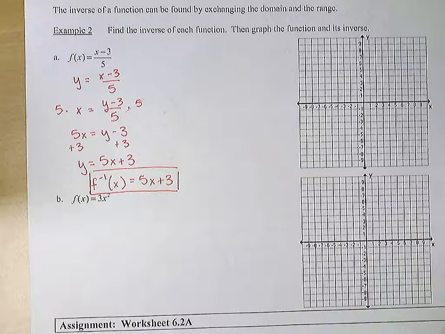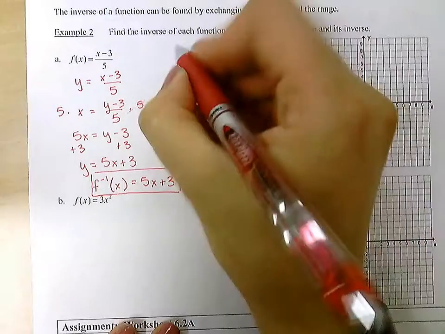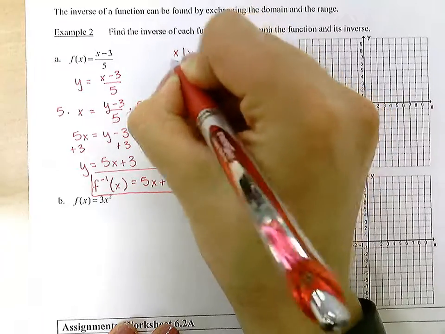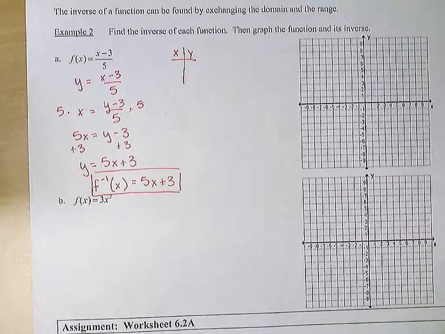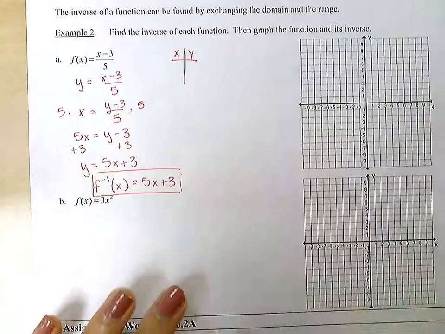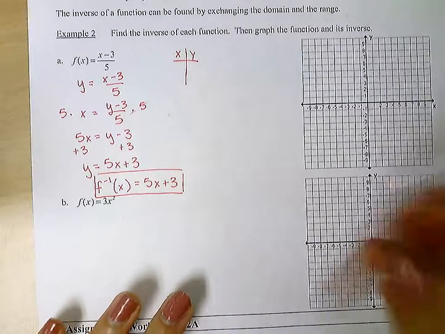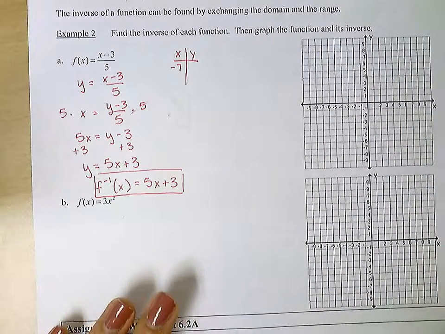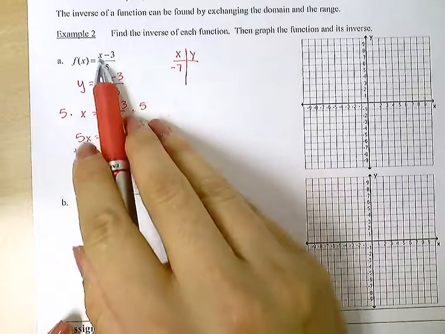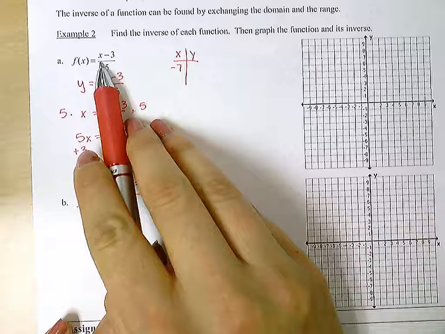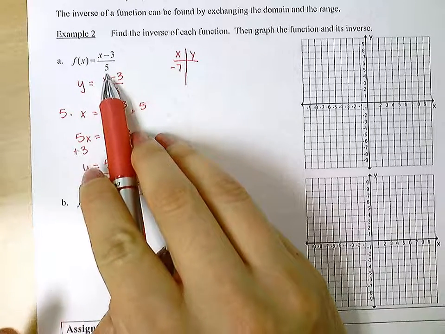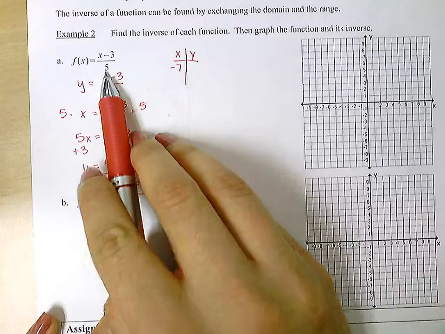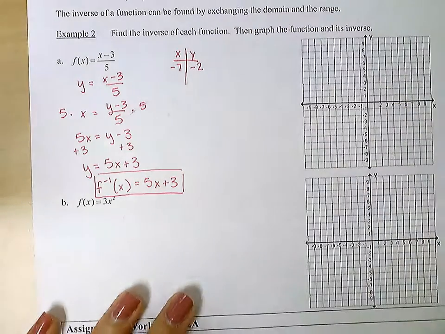Now I want to graph both the original and the inverse. To graph the original, if you want to, you can make an XY chart. Find 2 points on that line and then we'll just connect them. So I'm going to plug in -7 because I know it'll work nicely. If I plug in -7 for x, I get -10 divided by 5, right? What's -10 divided by 5? -2.